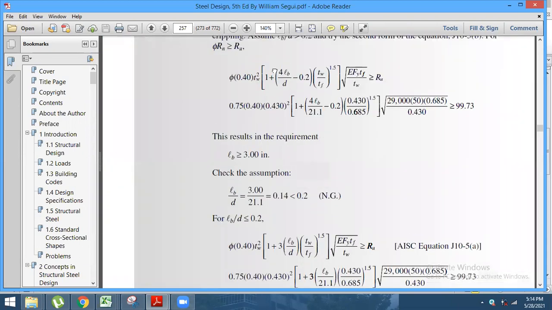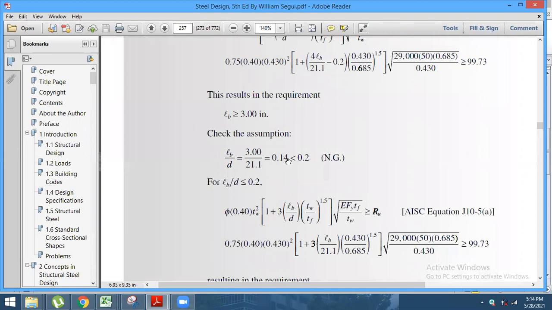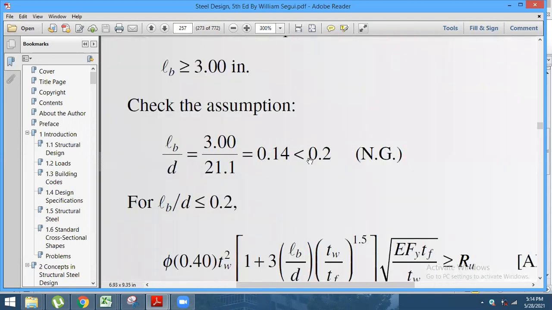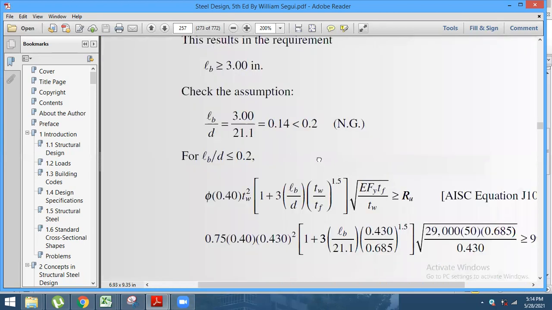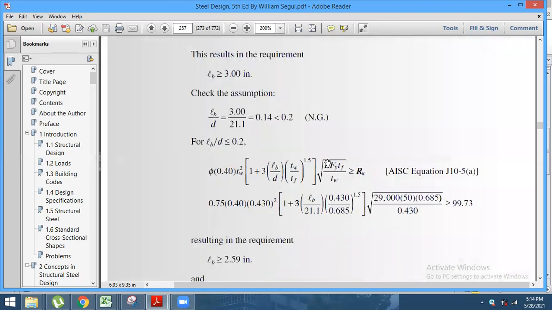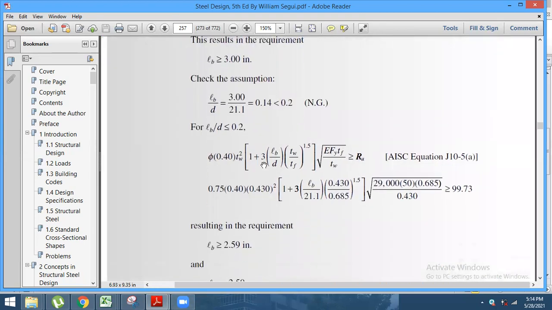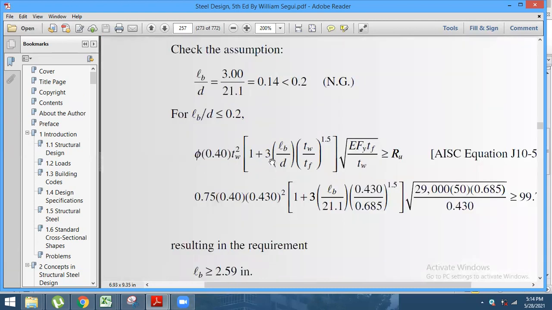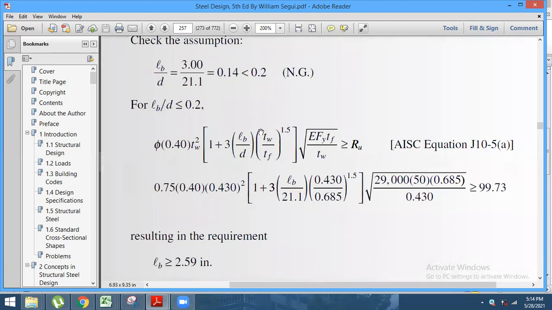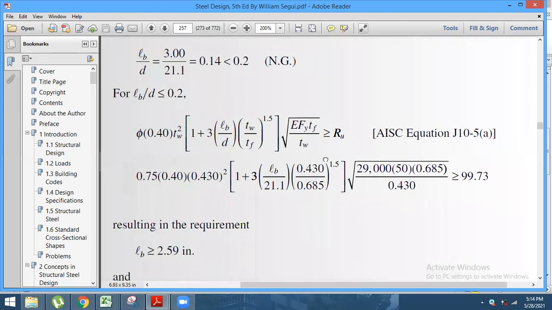Now, I need to check the LB over D. So, that is less than 0.2. Therefore, ang gagamitin natin na formula para sa less than 0.2 is yung isa na formula. It should be 1 plus 3 LB over D, TW over TF is 1.5.